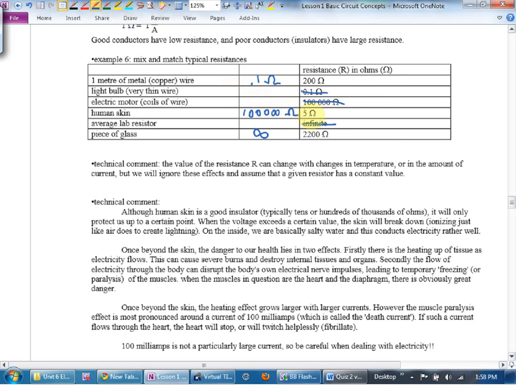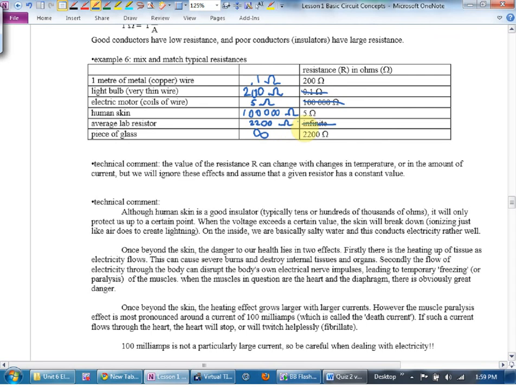Now I have light bulb, electric motor, average lab resistor. Look at these two, the bulb and the motor. Which of those generates the most heat, a light bulb or an electric motor? A light bulb gets very hot, which must mean it has a bigger resistance than an electric motor, because if it had lower resistance, it wouldn't get so hot. Turns out the light bulb is 200 ohms, and the electric motor is 5 ohms, and the average lab resistor is about 2200 ohms, or 2.2 kilo ohms.